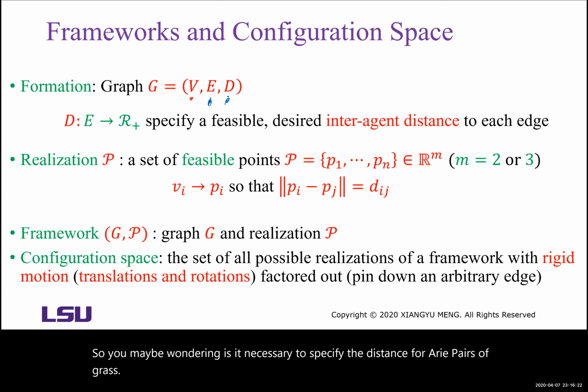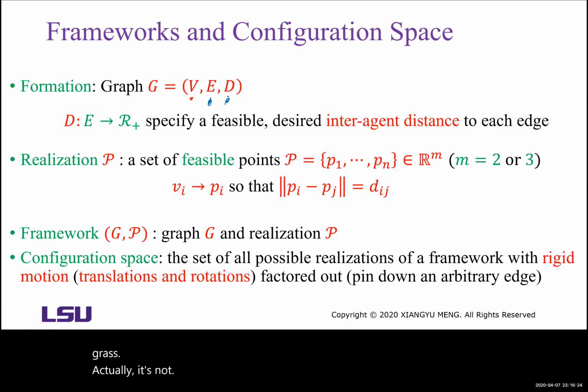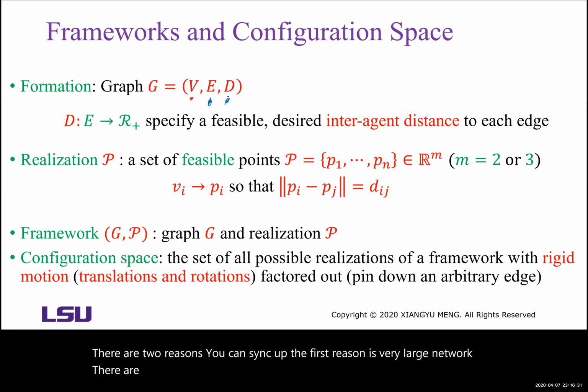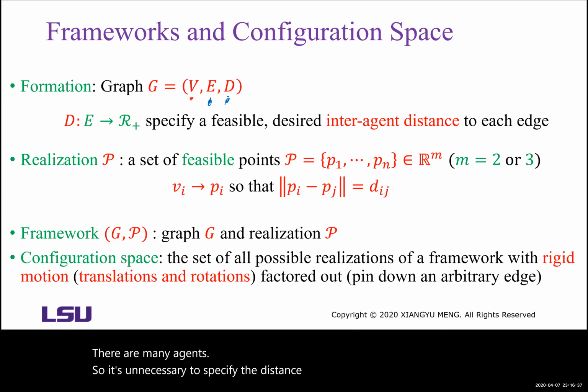Actually, it's not. There are two reasons you can think of. The first reason is in a very large network, there are many agents. So it's unnecessary to specify the distance between every agent to maintain a proper shape.